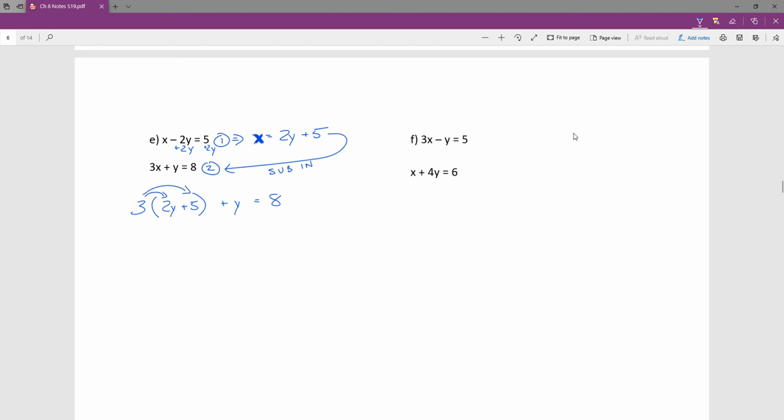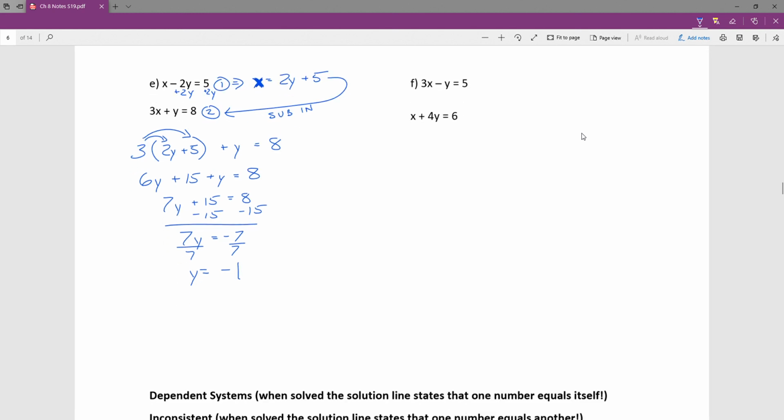So a little distributive property, a little collecting like terms, a little isolating variables, and solving for y gives me that y equals a negative 1. That gives me the raw material to then sub in, and I can sub into any equation I want. I'm going to sub into my new number 1.